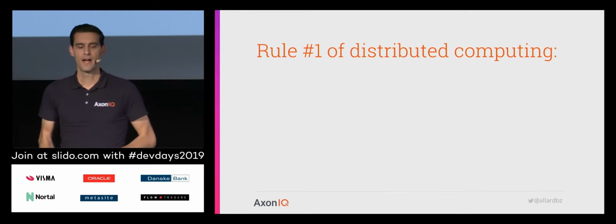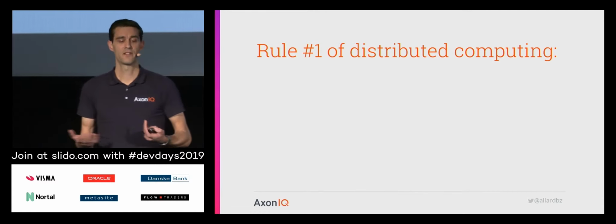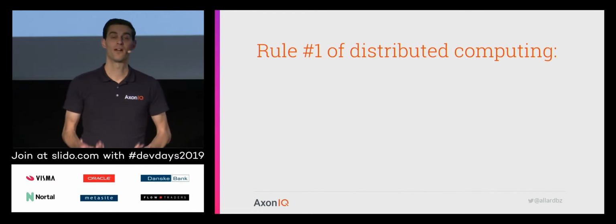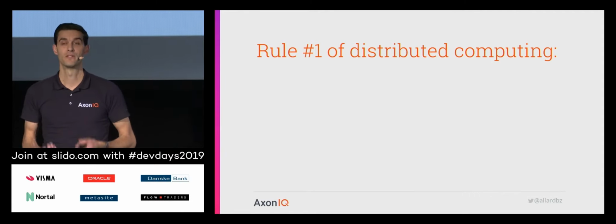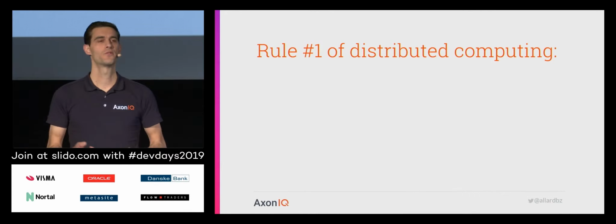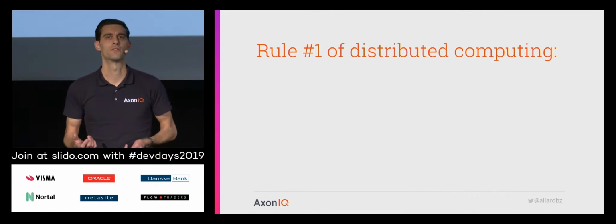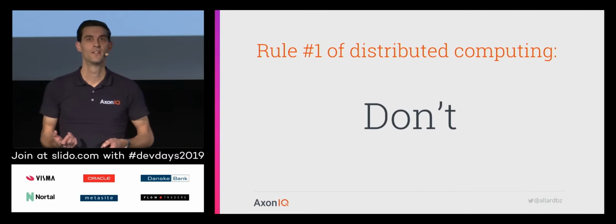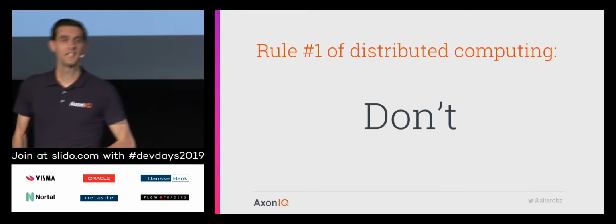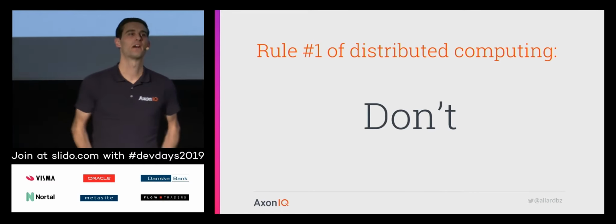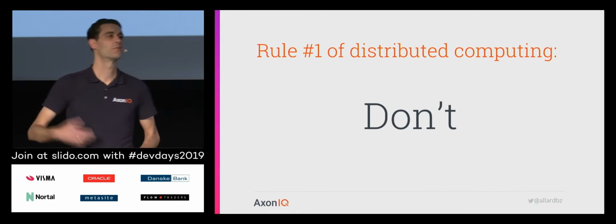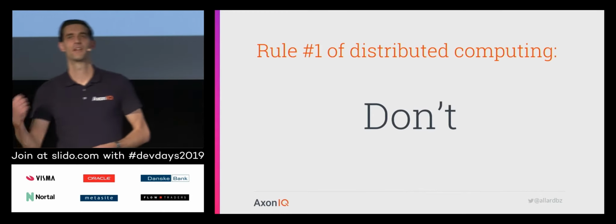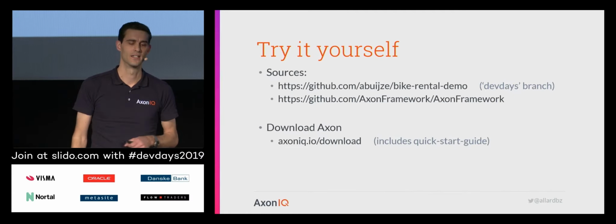So that gives us back the opportunity of applying rule number 1 of distributed computing. Who knows the rule number 1 of distributed computing? Don't. Right. So at least we can stick to that rule and obey that rule for a little while until we really get the non-functionals in place that tell us to use them.